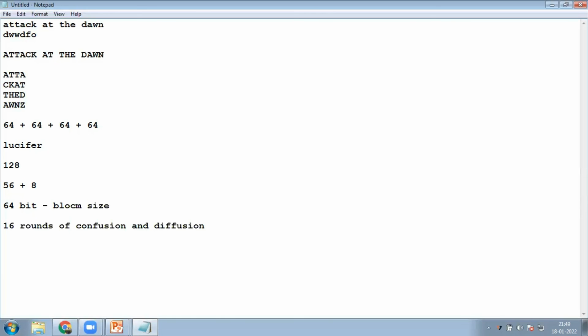Now, the 16 rounds of confusion, diffusion, which the data encryption standard undergoes, is not with the same key. There is actually a catch in this. So let me remove this M from here. Make it a block. Yeah, there's actually a catch in this.